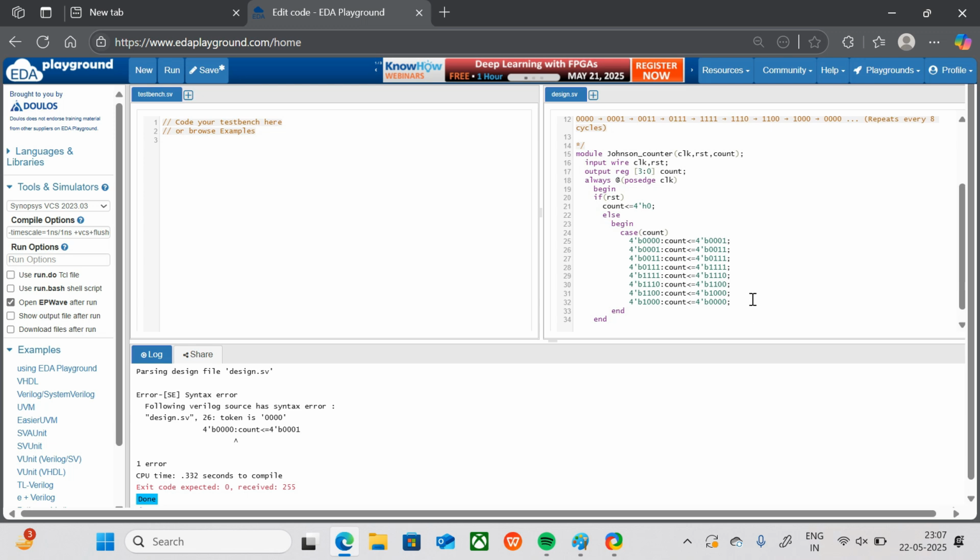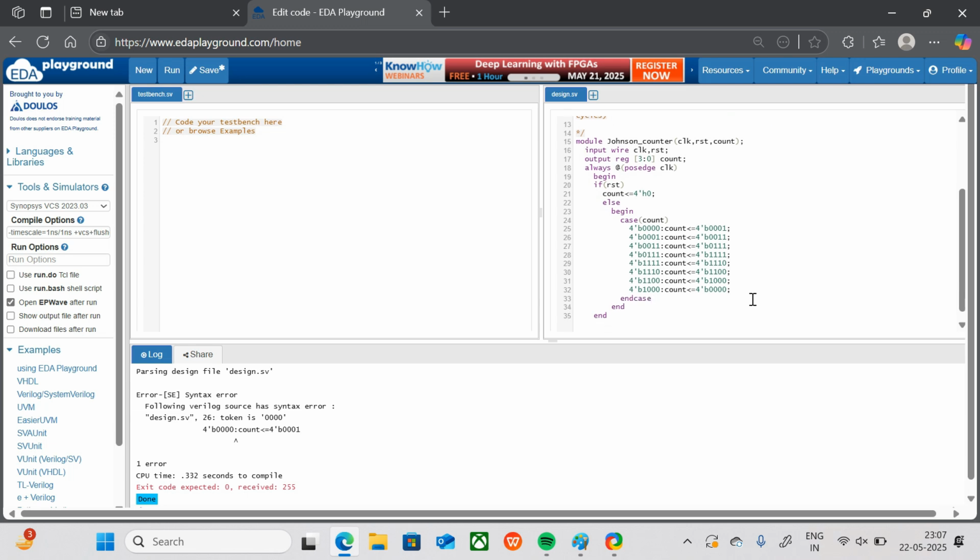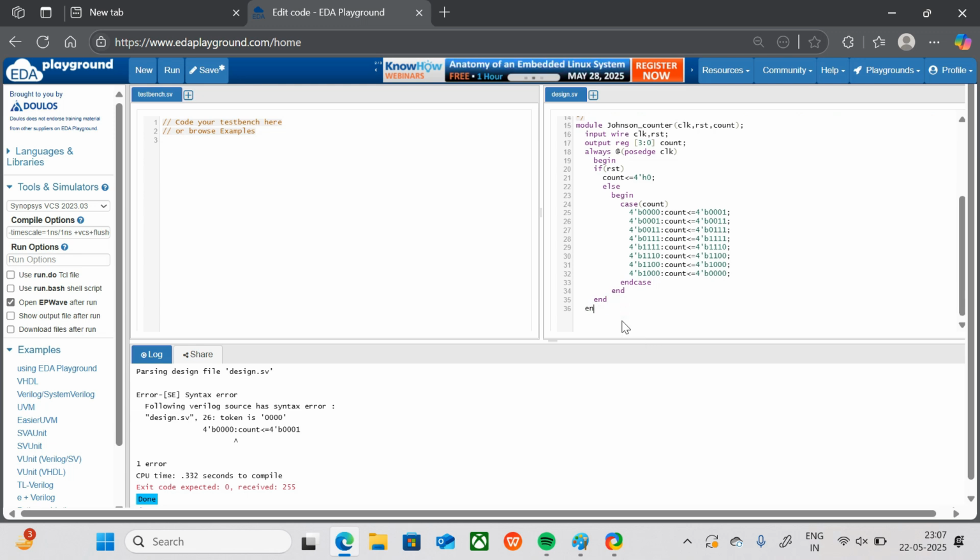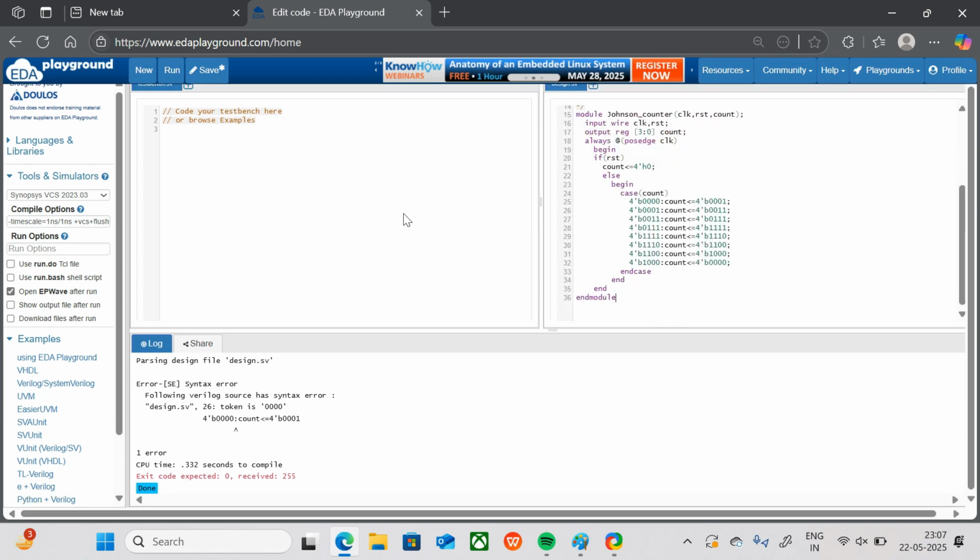Now as we have started the case, we can put endcase. This is how we can implement our Johnson counter. Now let's consider endmodule here. So we have implemented our RTL part.